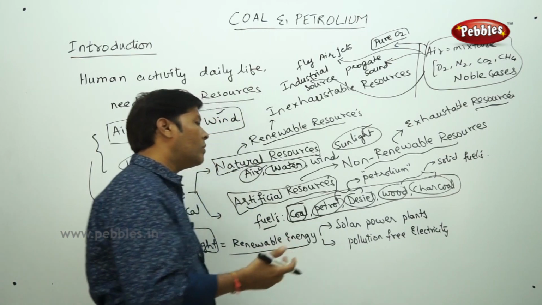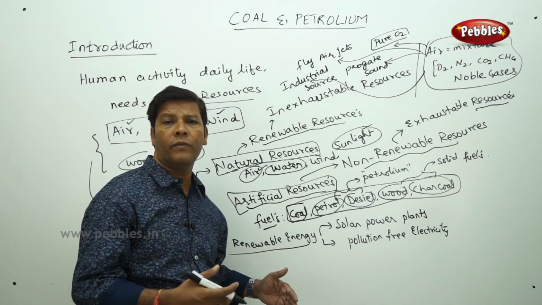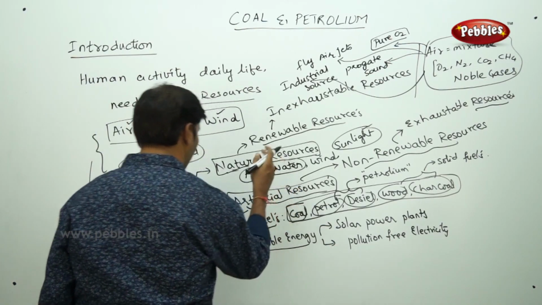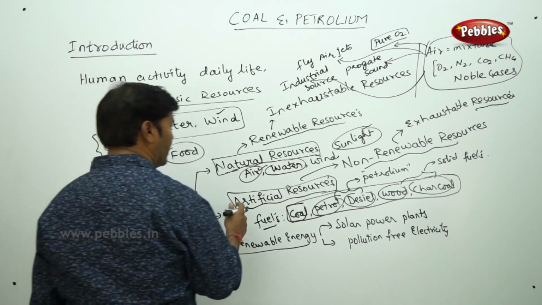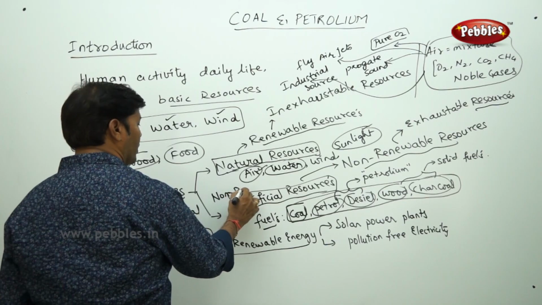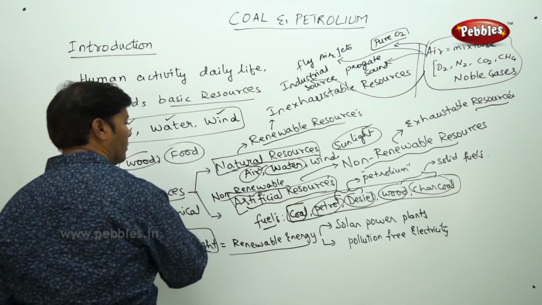So let us also find out how efficient we are in utilizing the limited resources of energy, that is, artificial resources, that is non-renewable. We can say that these are non-renewable sources. Artificial sources are non-renewable sources.